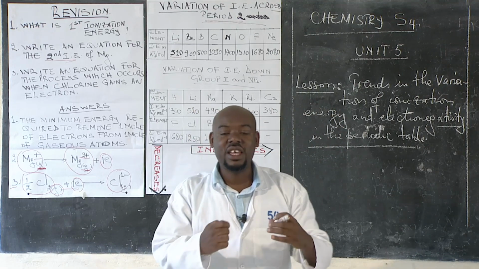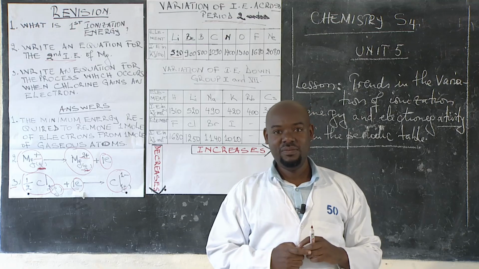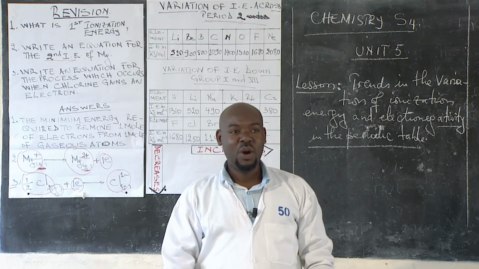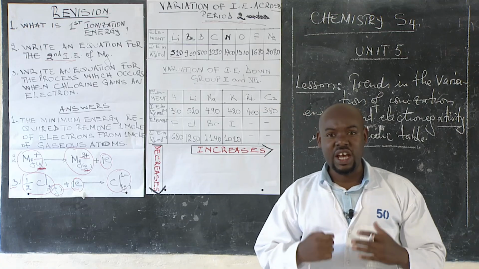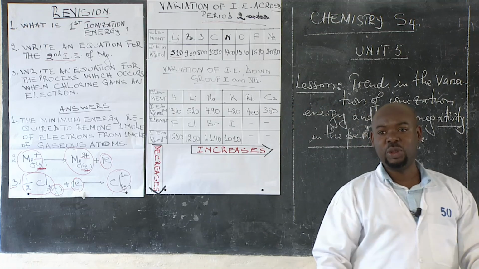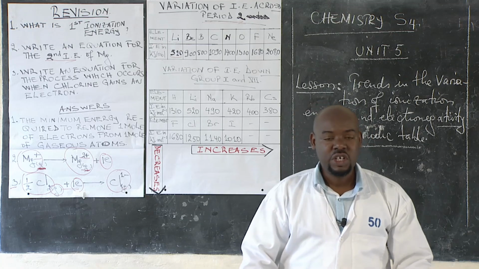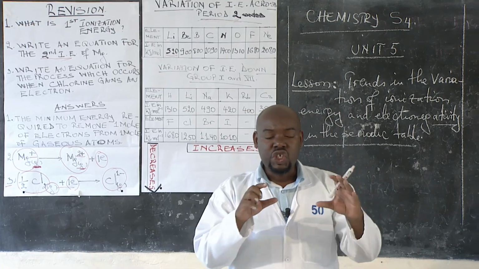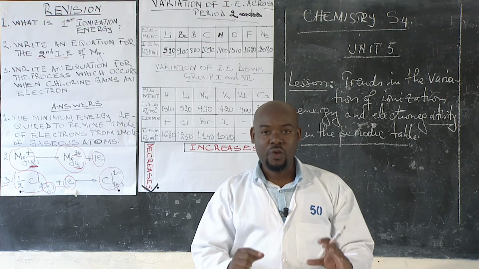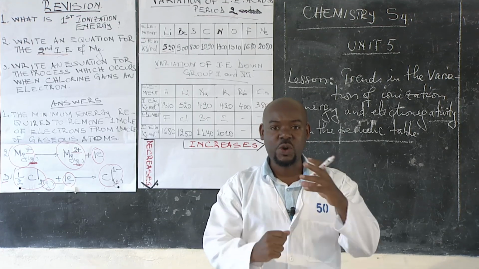So why is it like that? Try to think about it. Why is it like that? Why is the ionization energy increasing as we move across the period? Try to use the change in atomic radius to find why that energy is increasing.